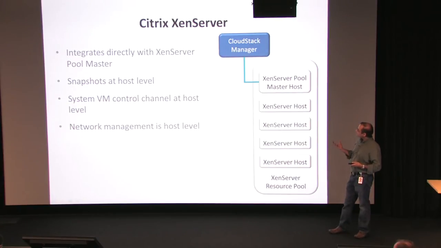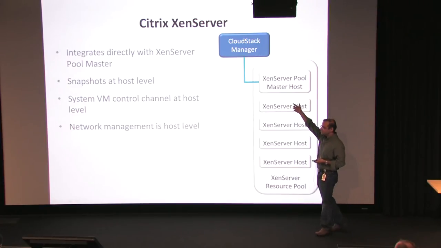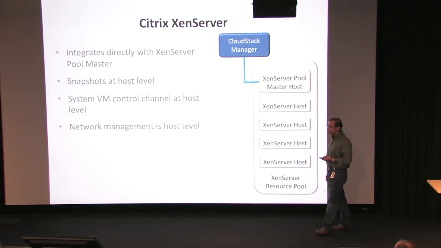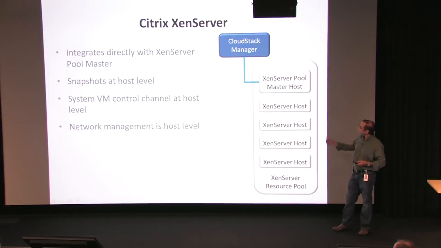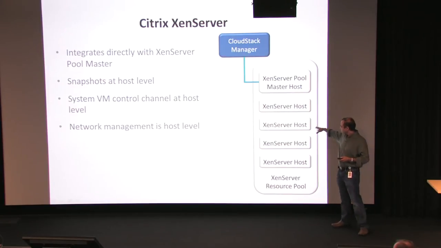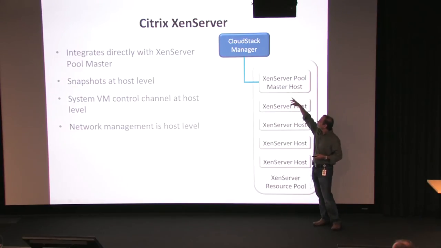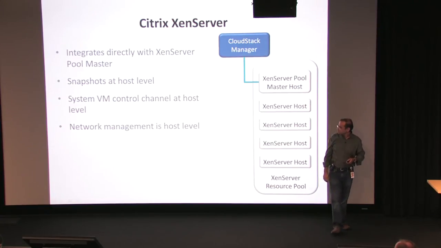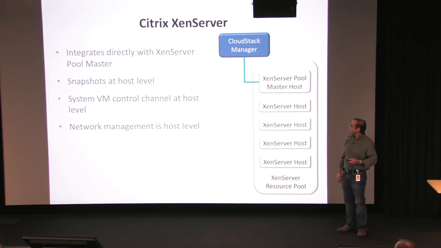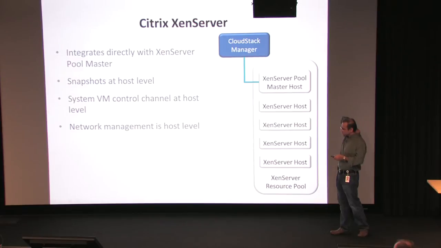And so when CloudStack talks to the Xen Server pool master, it's using the native API, which is called XAPI, to talk to the Xen Server pool master. And for any operation, let's say a VM is running here and you want to stop that VM, the CloudStack manager talks to the Xen Server pool master host, which then tells this slave Xen Server to stop the VM. The slide is talking about system VMs, and I'll come back to system VMs later on.